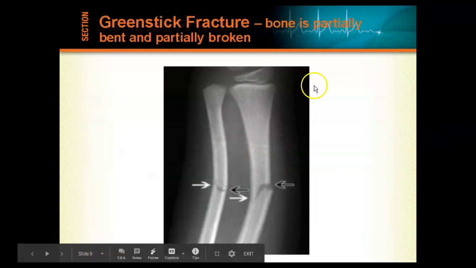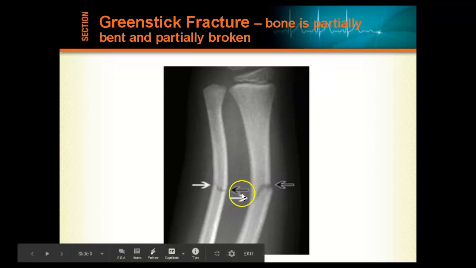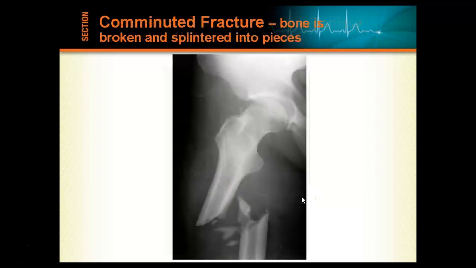All right, this is a green stick fracture. Again, here's your definition up here at the top. This is where the bone's partially bent and partially broken. So this gets its name. Think about a green stick. You know, a stick that is not turned brown yet. It's a new stick. You can bend it, but you can't really break it. So there's a partial break here, and it's partially bent also.